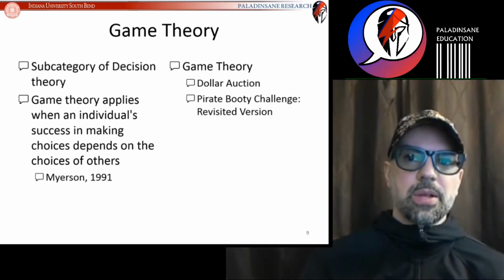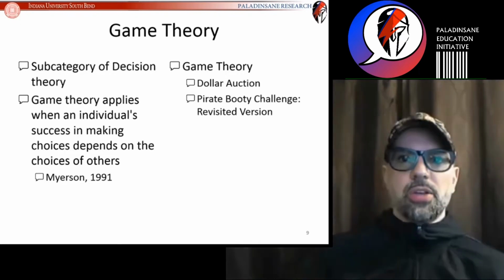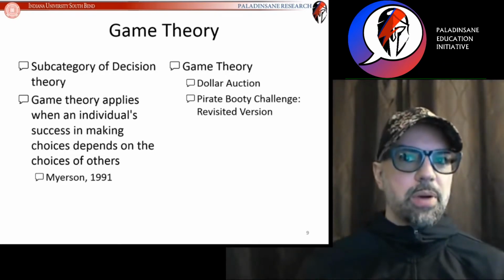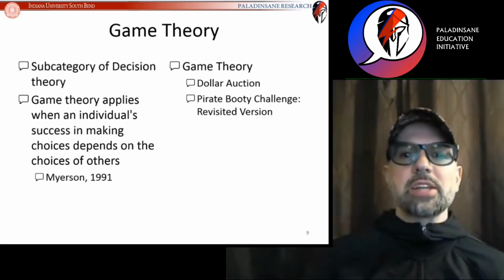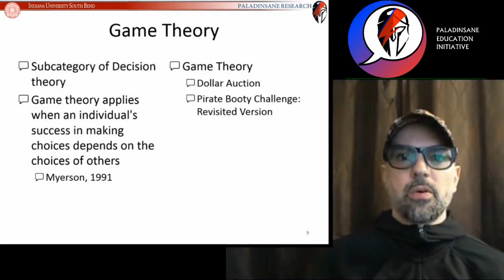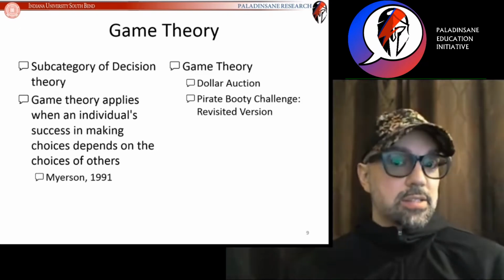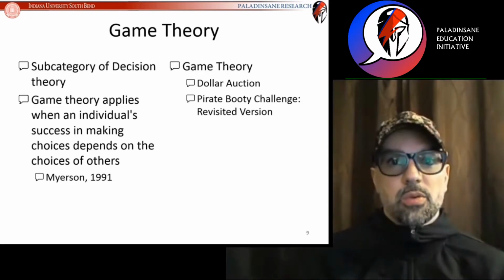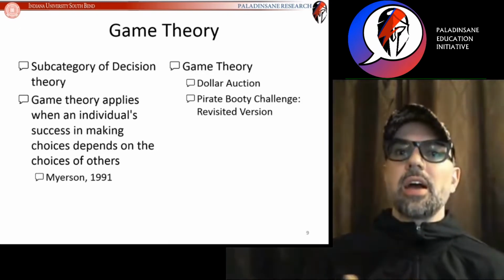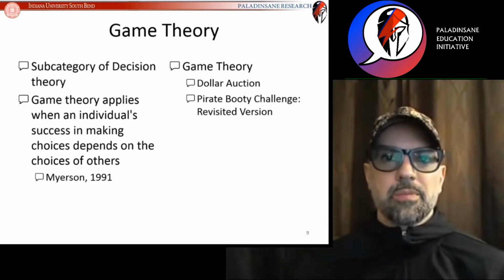That's also a part of game theory, because we're going to make it where you interact with other real world pirates and not the hypothetical rational pirates that we were dealing with before. So it goes from being a mathematical logic problem to being a psychology problem about how you interact with other people. And then typically other examples include what we normally think of as games.